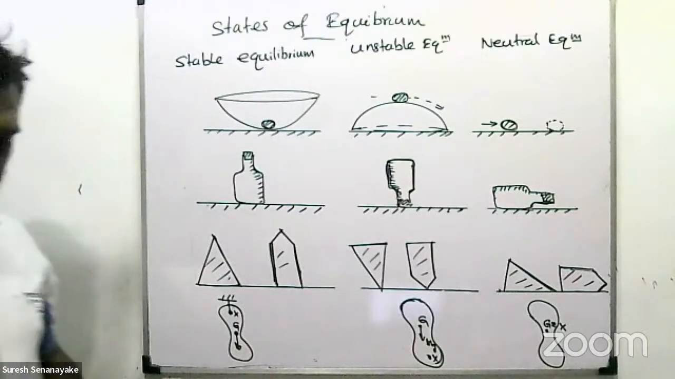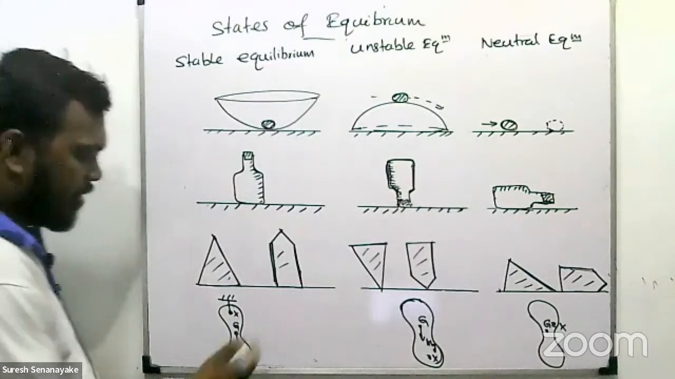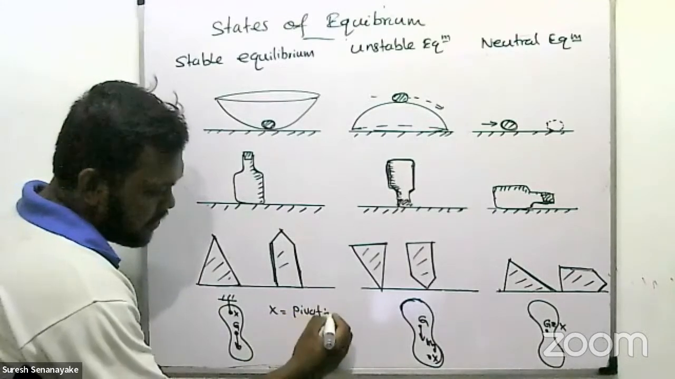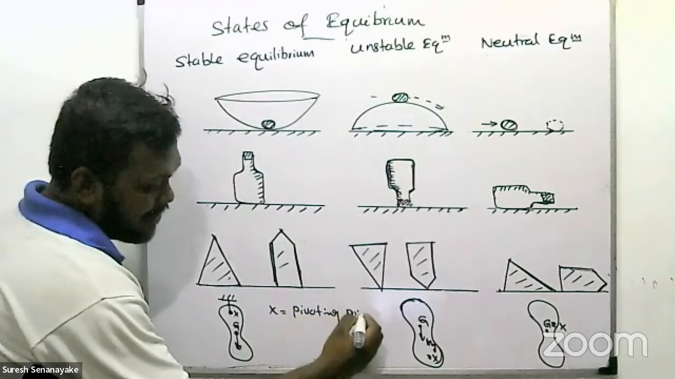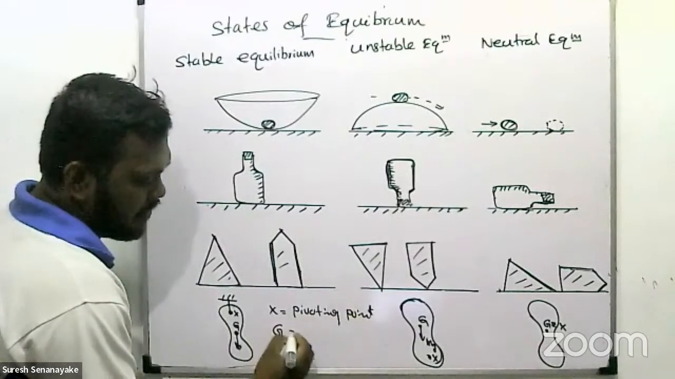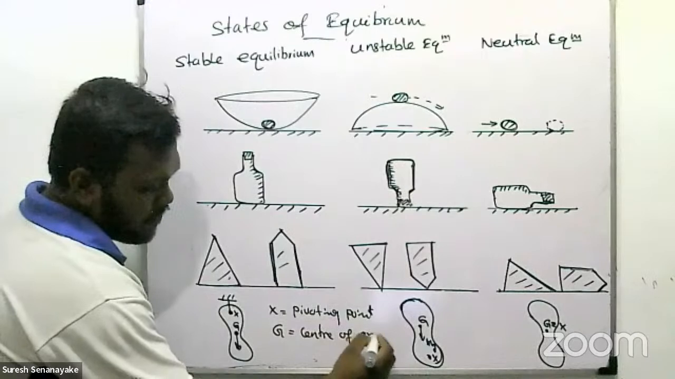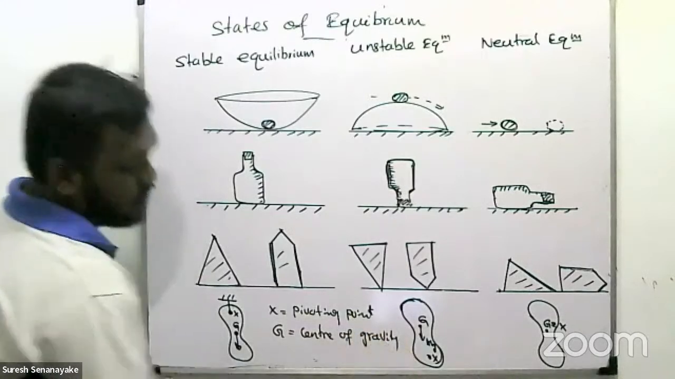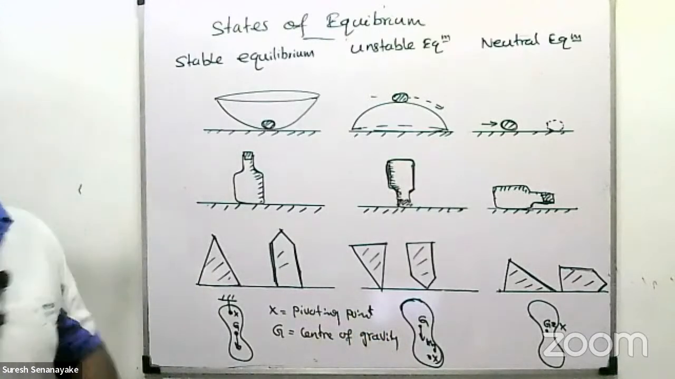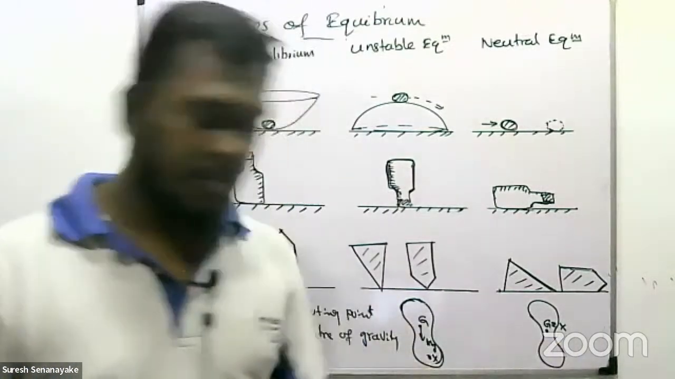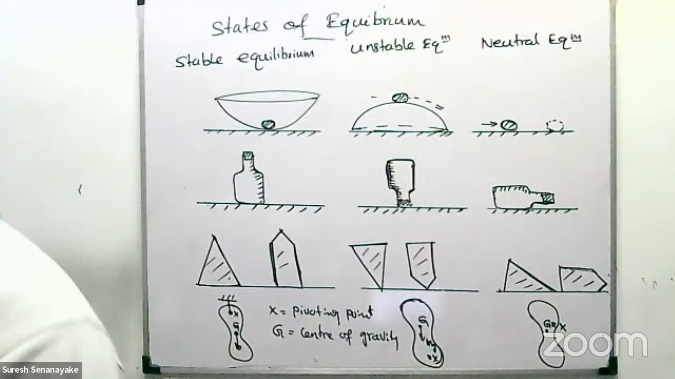Here there's X and G. I marked X as the pivoting point. G is the center of gravity. Here the center of gravity and the pivoting point are the same.